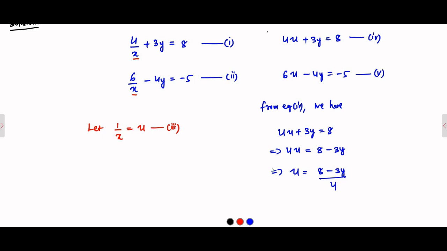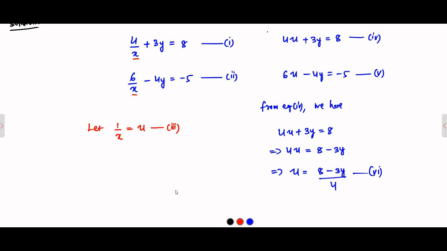So here it is important to understand that u is 1 by x. So basically it is 1 by x is equal to (8 minus 3y) by 4. But don't do that first. Keep it as u is equal to (8 minus 3y) by 4. So let's call it equation 6.